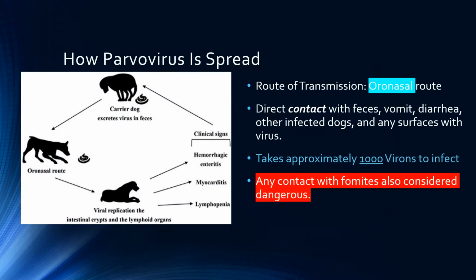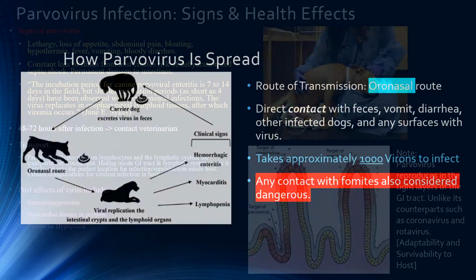The primary method of infection and spreading is through the oronasal route. This can be done with any kind of infected feces or surfaces, vomit, diarrhea, as well as even other dogs. Approximately it takes 1,000 virions to infect another dog, but any contact provides high risk.